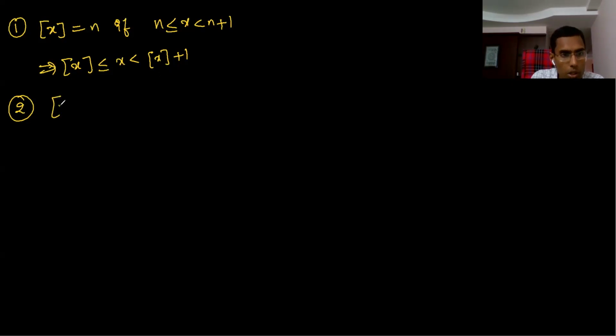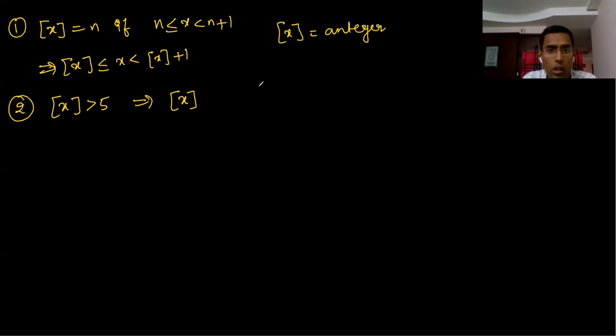So then next, what I'm saying is bracket x is greater than 5. Bracket x means an integer greater than 5. Bracket x is an integer. It may be positive or negative, or it may be 0, but it is an integer. So an integer greater than 5 is 6, 7, 8, 9, and so on. Then what is the value of x? That is the question now.